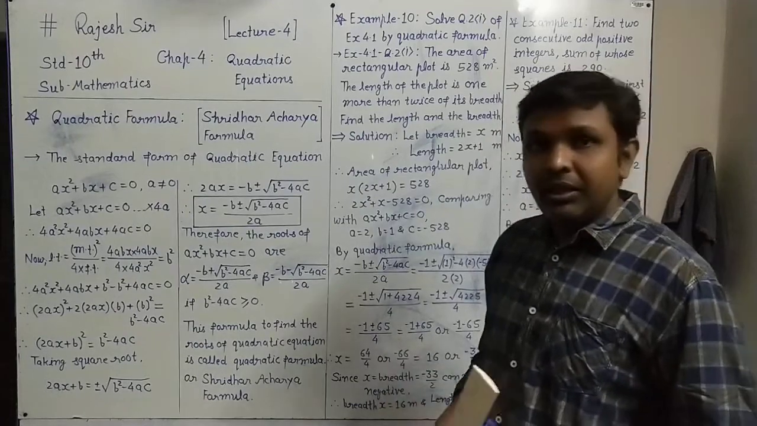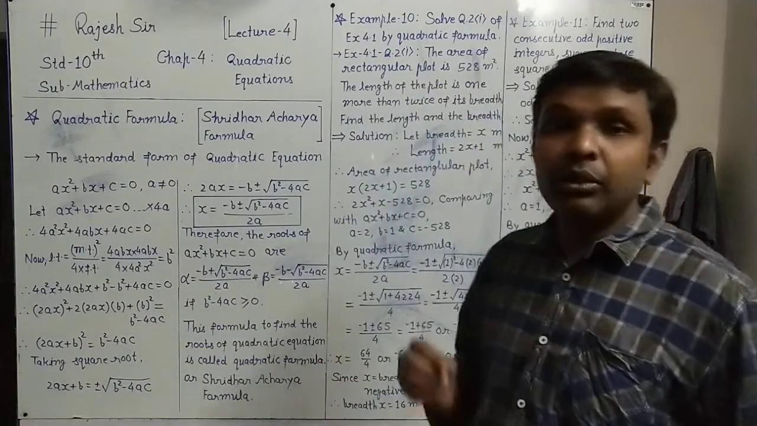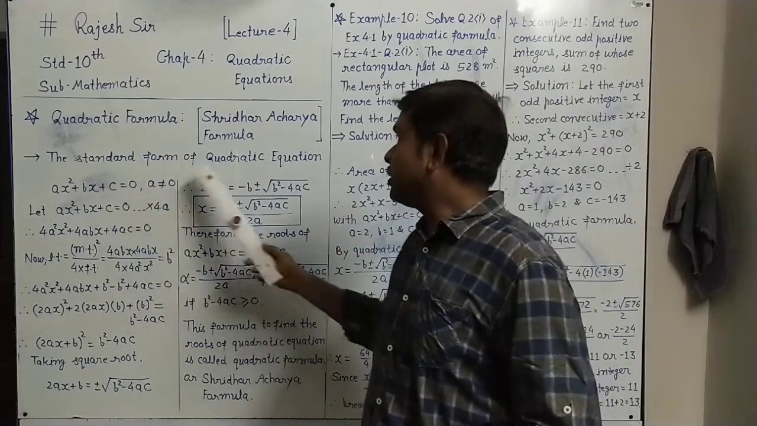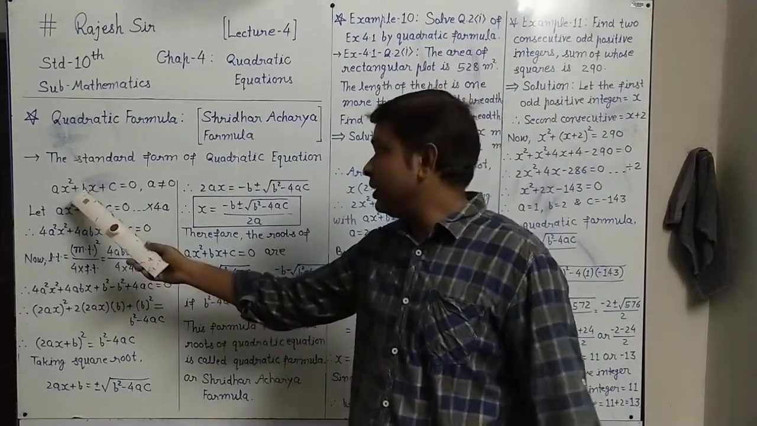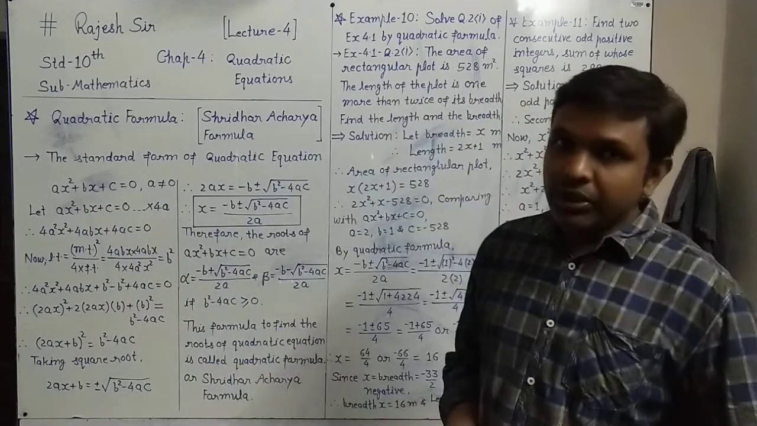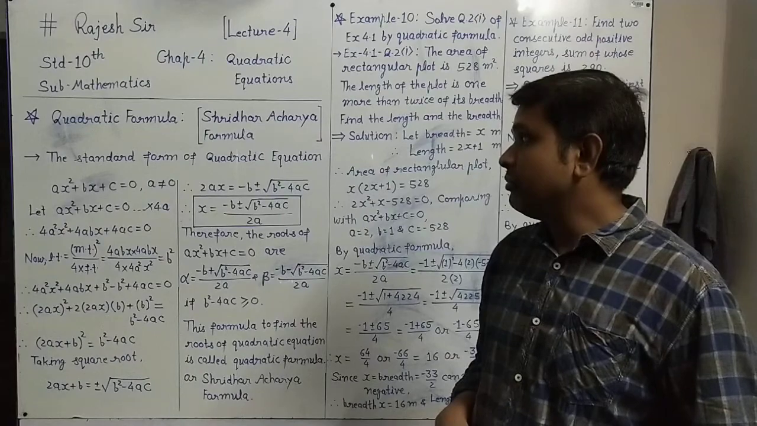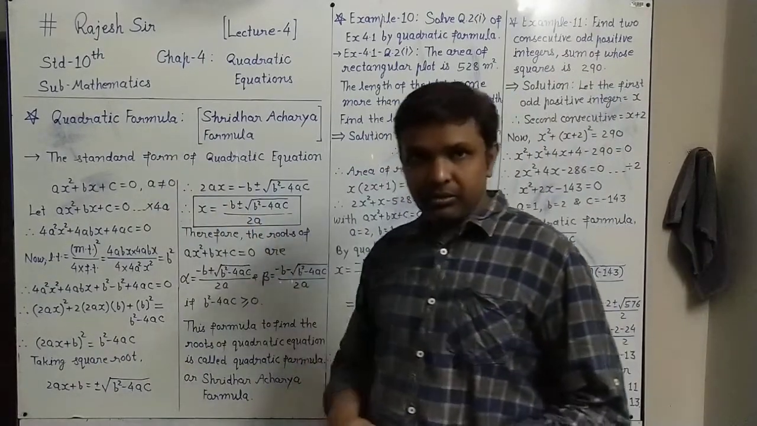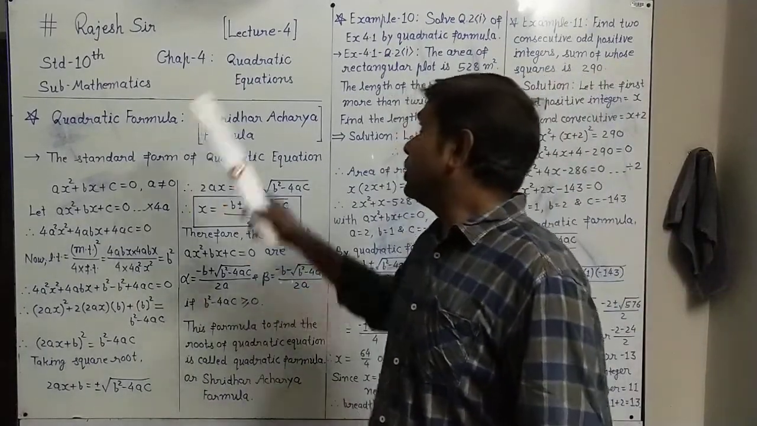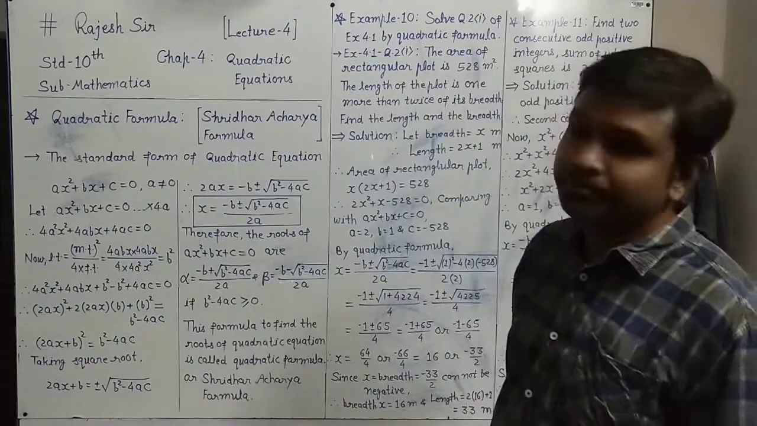How to get this formula, that we will see first. It can be asked in the exam also, that derive the quadratic formula of the quadratic equation. You know that the standard form of the quadratic equation is ax square plus bx plus c equal to 0, a not equal to 0. How to derive this quadratic formula for this equation, we will see here.